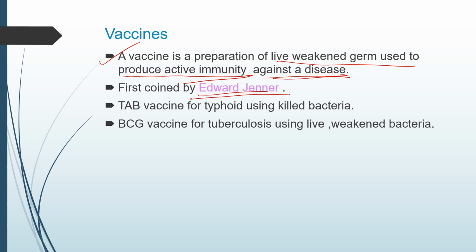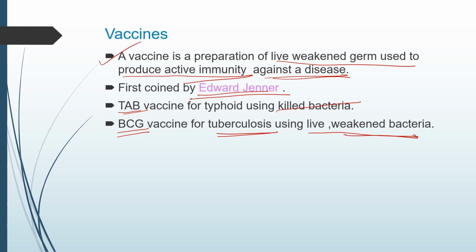Now we can say that the typhoid vaccine has been given to kill the bacteria, and the BCG vaccine is given for tuberculosis. These are all live weakened vaccines. Nowadays we have also taken the vaccine for COVID-19, right? We have all been given double doses of COVID-19 vaccine against this disease. This is a viral infection, though vaccines have been produced.